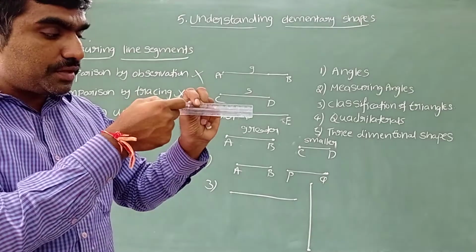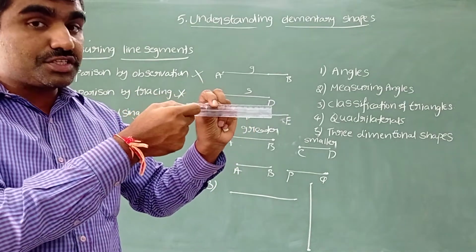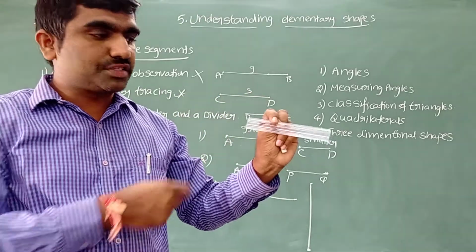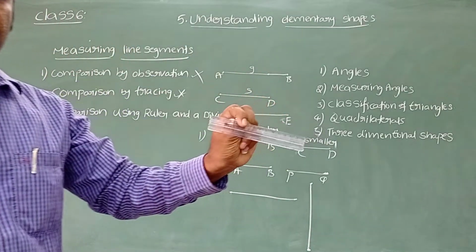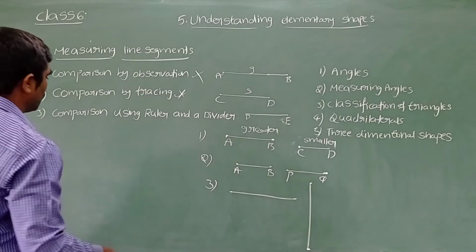Now tell me, 1 centimeter is equal to how many millimeters? 10 millimeters. Very good. 1 centimeter is equal to 10 millimeters. In total I can see 15 centimeters here. A long scale can go up to 30 centimeters also.